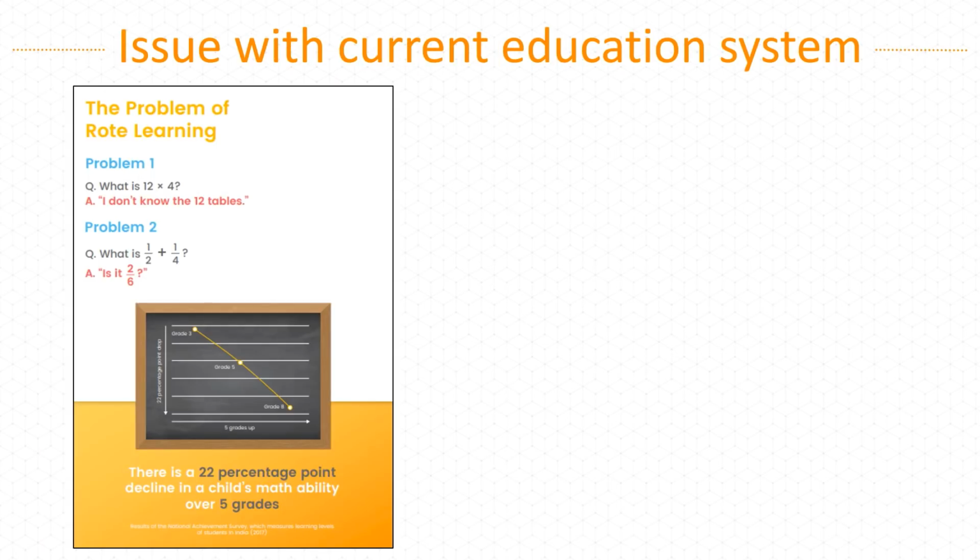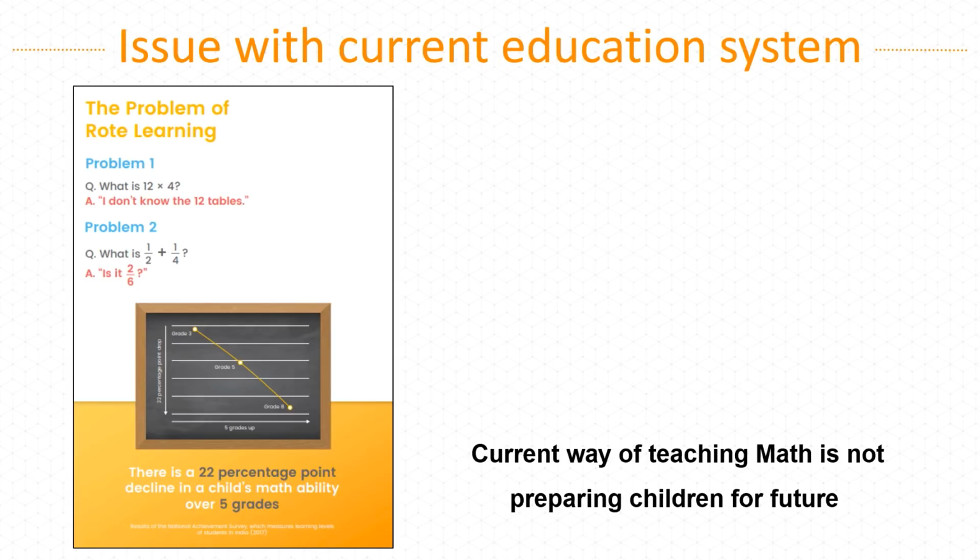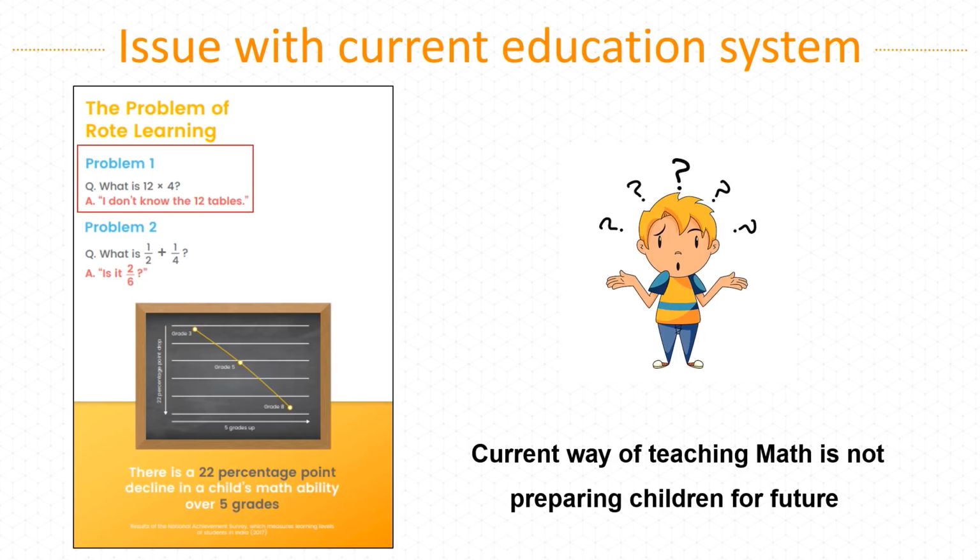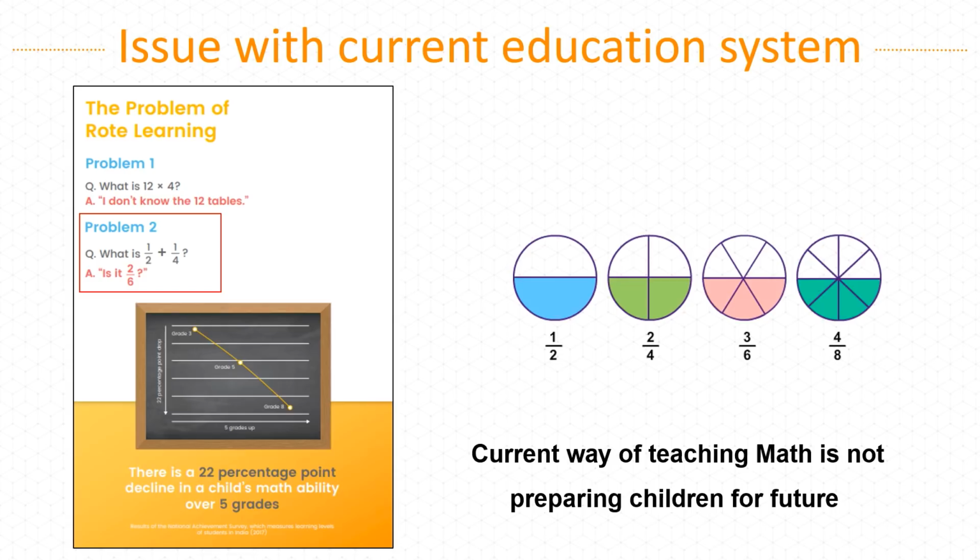Use the next page to emphasize that the way math is being taught right now is not really preparing children for the future. For example, if you ask any grade 3 student what 12 times 4 is, the most common answer that you will get is, I can't answer it, I don't know the 12 times table. But the fact is, they know enough to be able to solve this problem without knowing the 12 times table. And similarly, you will get answers like 1 by 2 plus 1 by 4 is 2 by 6 because children don't understand what fractions really are. They resort to mechanically adding the numerator and the denominator separately because they know how to do it with whole numbers.